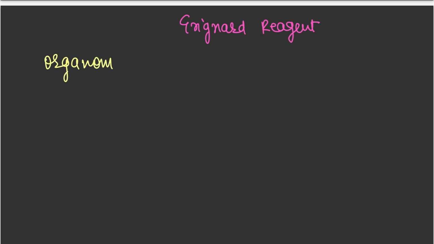Hello students. So today we are going to start a new topic which is known as Grignard reagent. So what is a Grignard reagent? It is an organometallic compound. What is an organometallic compound? A compound which has a carbon and metal bond. That bond is known as organometallic.